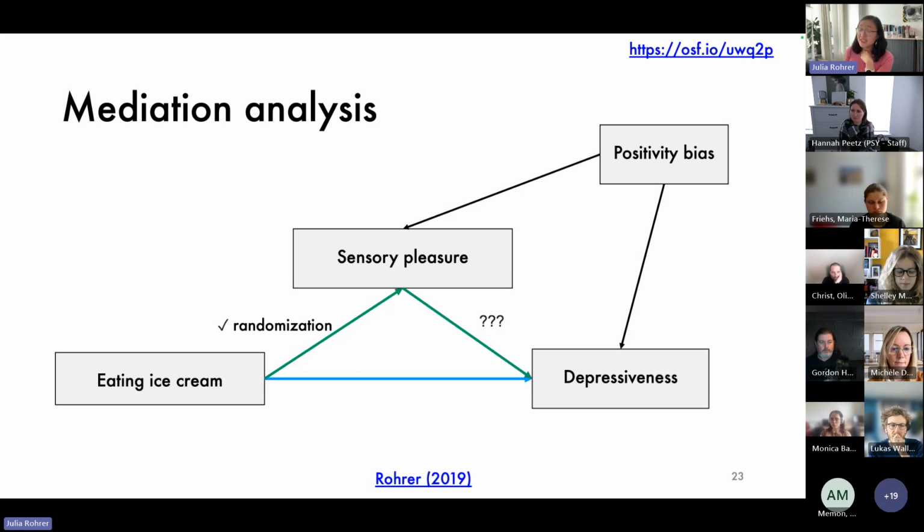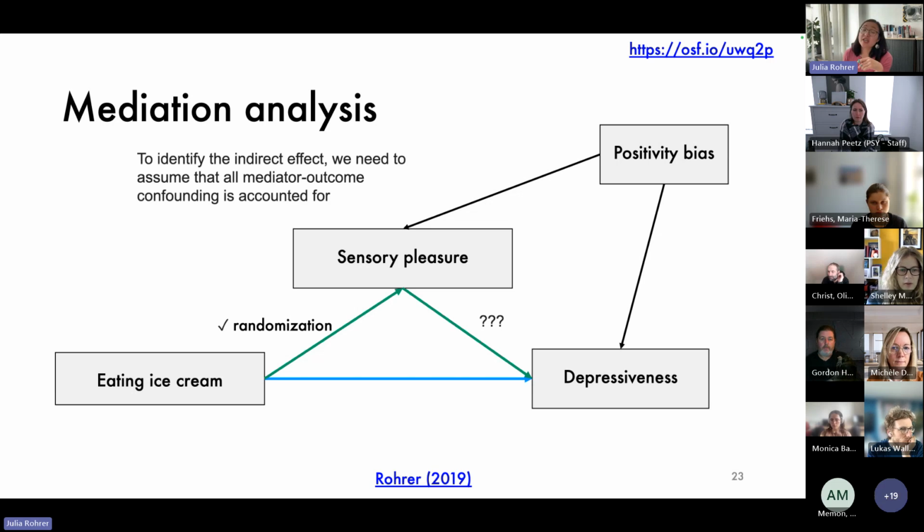at all. And now, if we do not take into account this confounder, positivity bias, that will mean that we actually have a biased estimate of the effect of sensory pleasure on depressiveness. And if you combine that biased estimate with the other part, the effect of eating ice cream on sensory pleasure, we still end up with an indirect effect that is in total biased. So if we wanted to get rid of that bias, we would need to adjust for positivity bias. And in general, if we do want to causally identify the indirect effect, we do need to adjust for any sort of confounding between the mediator and the outcome.